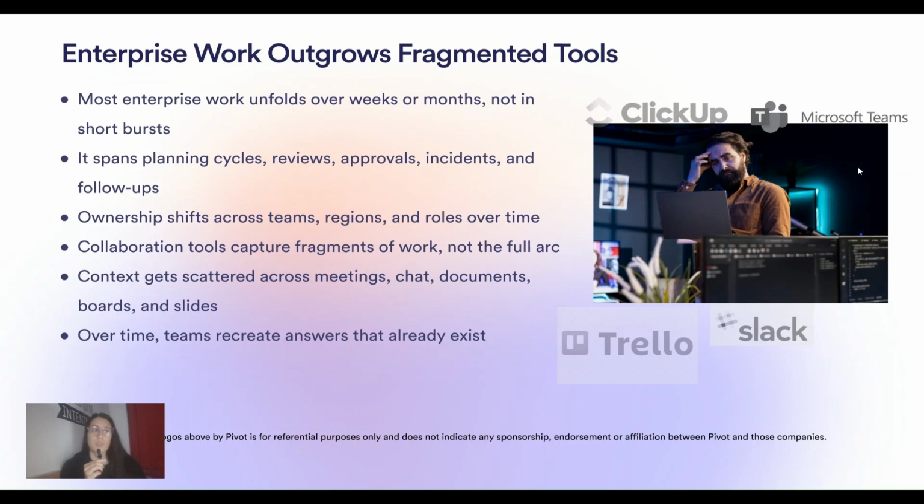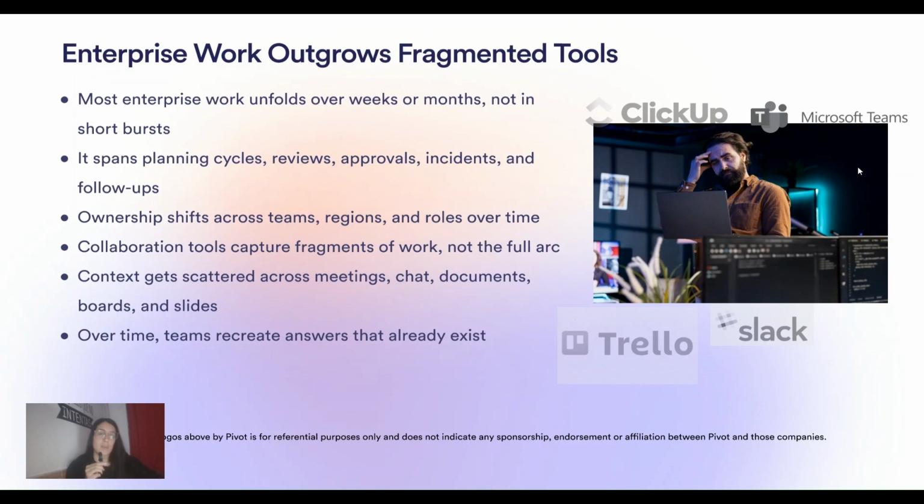Most enterprise work doesn't happen in short bursts. It unfolds over time across planning cycles, reviews, approvals, incidents, handoffs, and follow ups. Work stretches across weeks or months, often involving multiple teams, regions, and layers of ownership. But the tools most organizations rely on weren't designed for that reality. They're optimized for fragments of work, not the full arc.